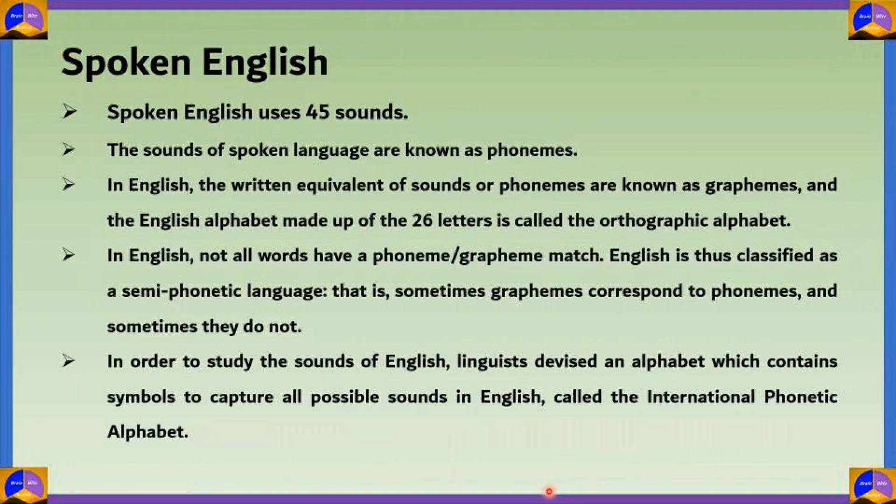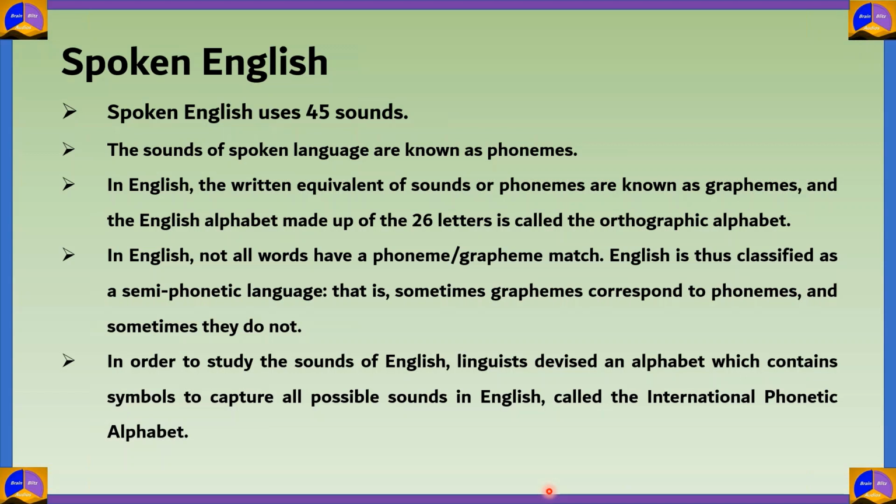When it comes to speaking, spoken English uses 45 sounds, and the sounds of spoken language are referred to as phonemes. In English, when we write something that we speak, the written equivalent of the sound that we produce is known as a grapheme, and the orthographic alphabet is the alphabet made of the 26 letters in English.